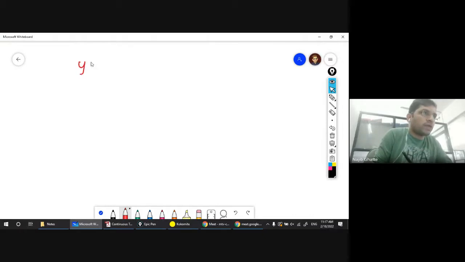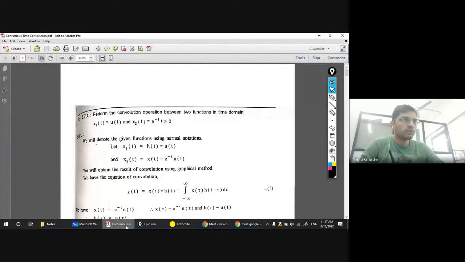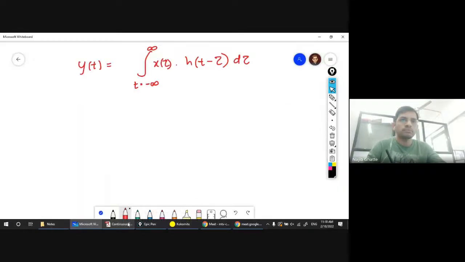Can you help me out, sir, what you have derived in the previous session? y of t is equal to the integration of x of tau dot h of t minus tau d tau, and this integration will be running from minus infinity to plus infinity. Do you all agree to this? Yes or no? Yes. Okay.